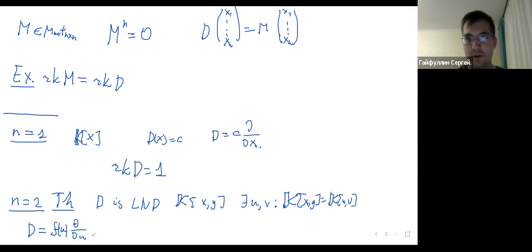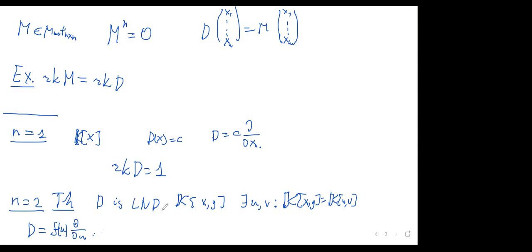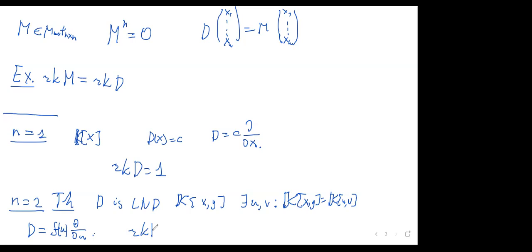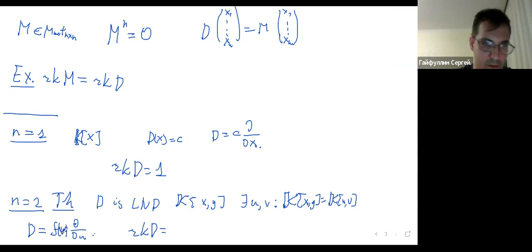What about the rank? Of course, there is the zero derivation, which has rank 0, but every other derivation in the case n equals 2 has rank 1. Maybe it's f of v, not of u. F of v, you're right. This is just a replica of the partial derivation. The rank of D equals 1.